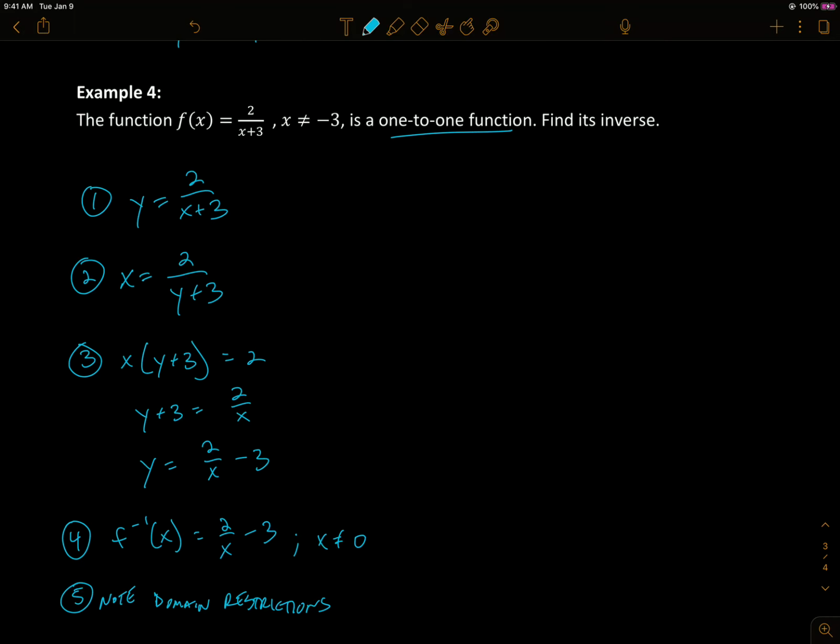I should also check what's the range on the original function. So the function 2 times 1 over x plus 3, that's going to be shifted left 3. And it's going to look something like this. Again, that's knowledge of functions. I'm not going to get into that. You're going to note that the range is all y values except y cannot be 0. So we can see that's how that turns into the domain, because we switched the domain and the range for a function and its inverse.